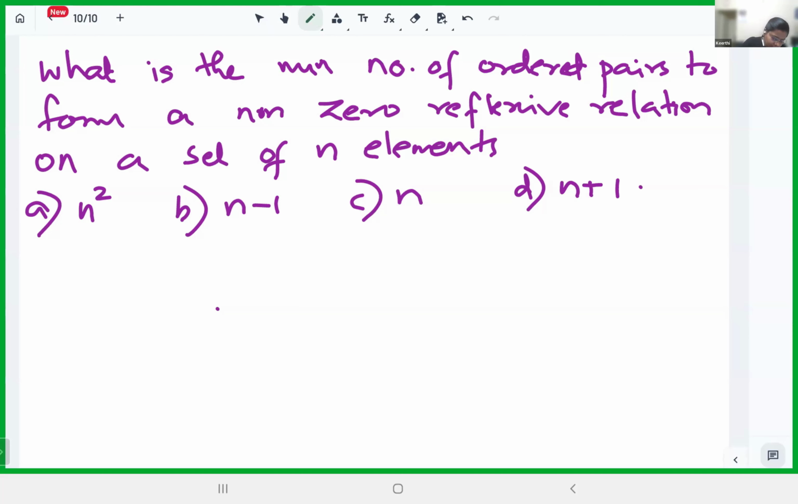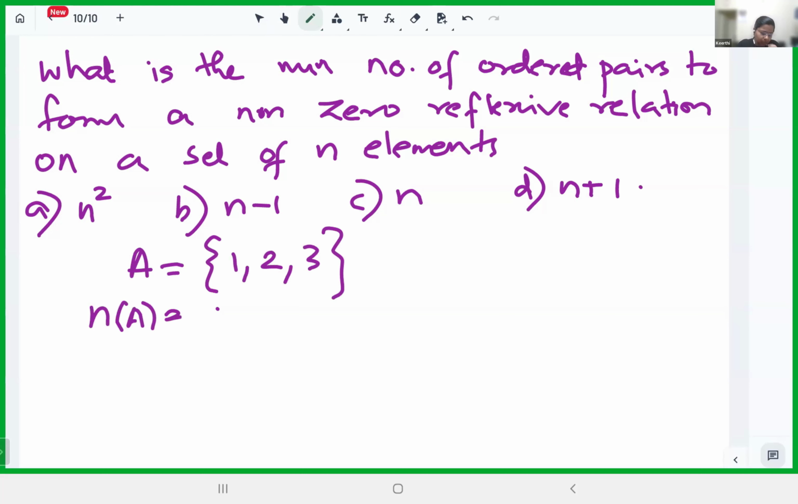Consider the set A is equal to {1, 2, 3}. How many elements are there in the set? It is 3, right? So n(A) is equal to 3. The number of elements in the set A is equal to 3. So we have to form a non-zero reflexive relation using the minimum number of ordered pairs. We can use only a small number of ordered pairs. So how is that possible?